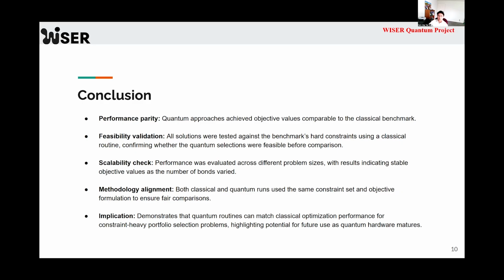From our work, we have demonstrated that quantum already matches classical quality. We only stand to gain as the hardware improves.